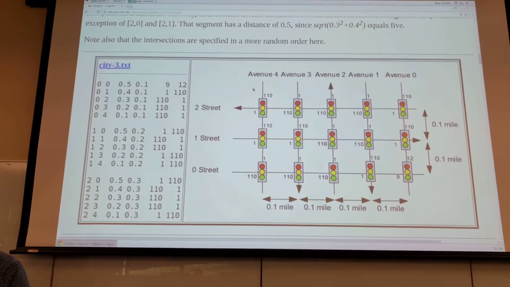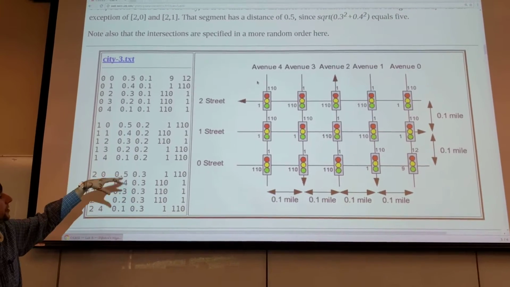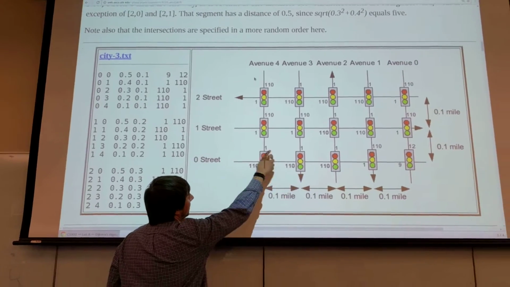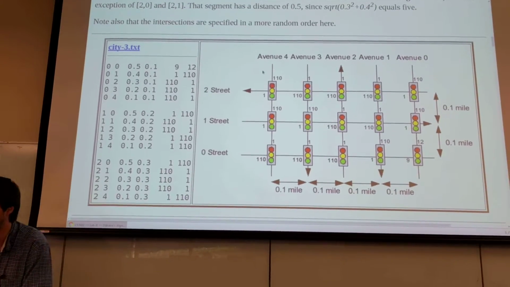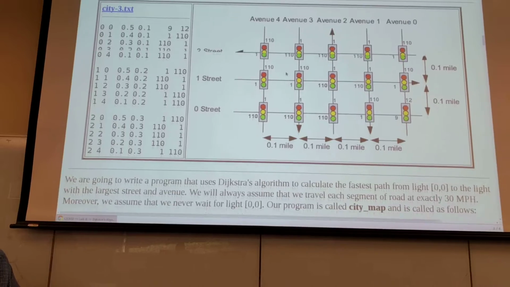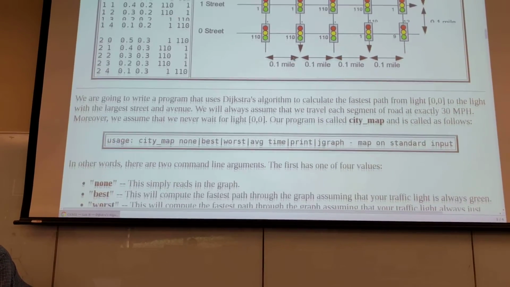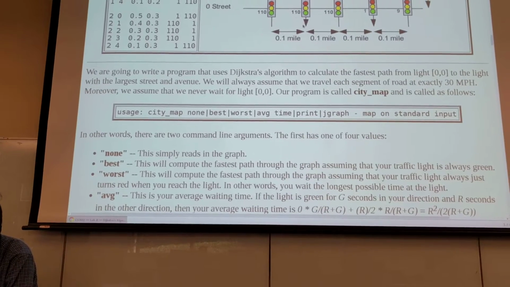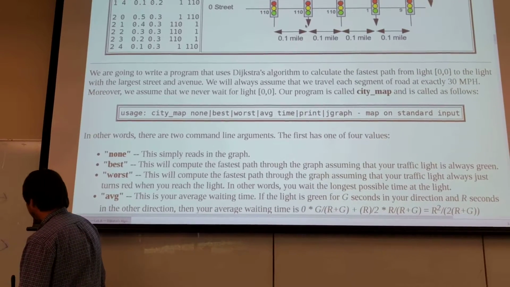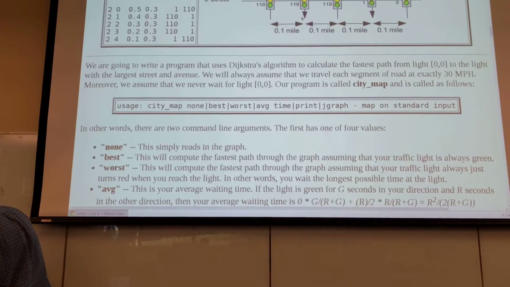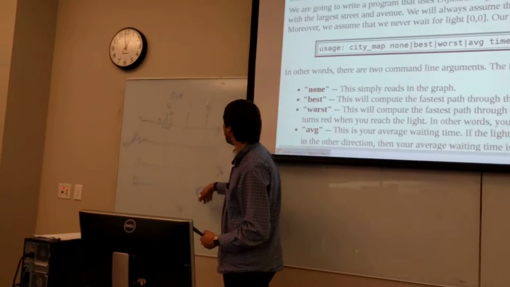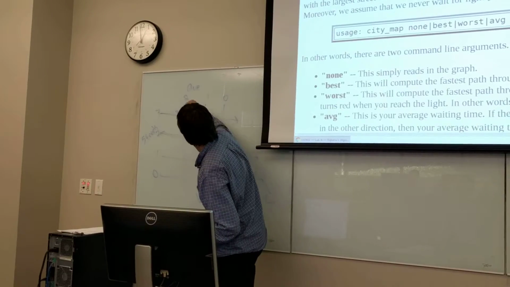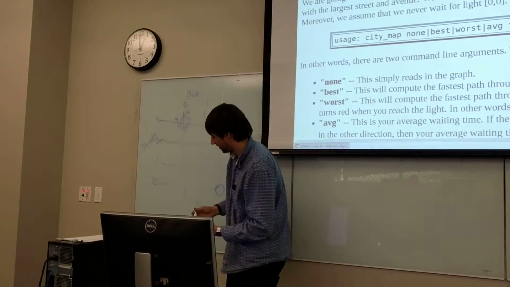You can also be given the intersections in more of a random order, but you always have intersections at each of the cross points between the streets and the avenues. So your job, like I said, is to write Dijkstra's algorithm to calculate the fastest path from the light 0, 0, so this would be your start in this corner, to the maximum street and avenue light. So you're trying to get from here to this location.